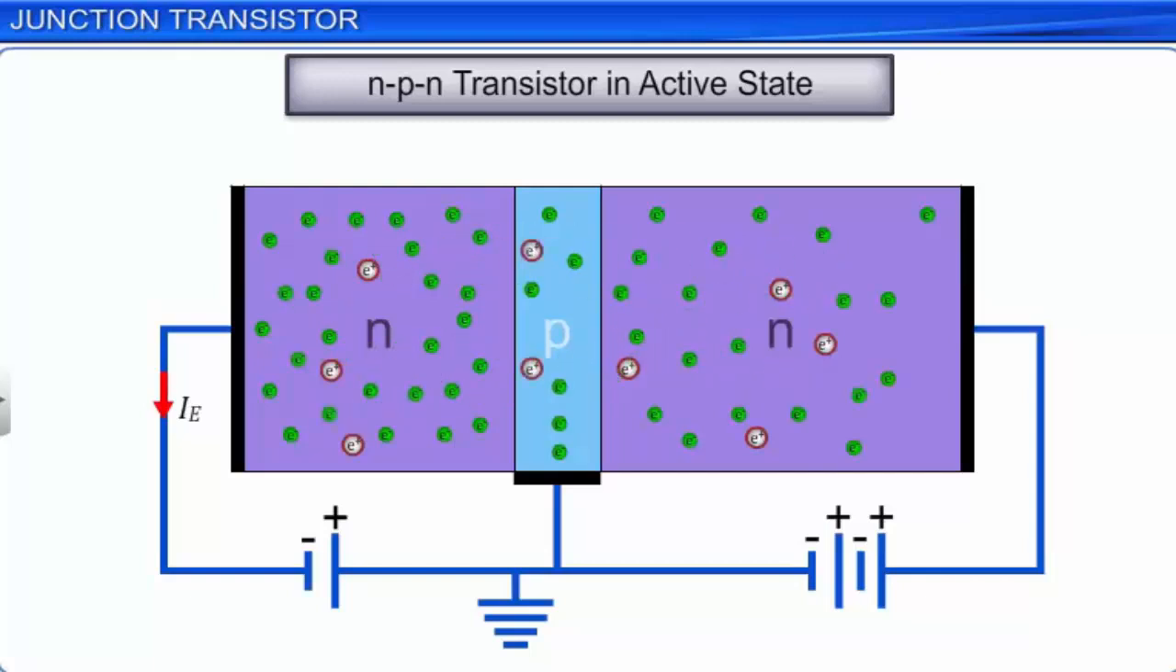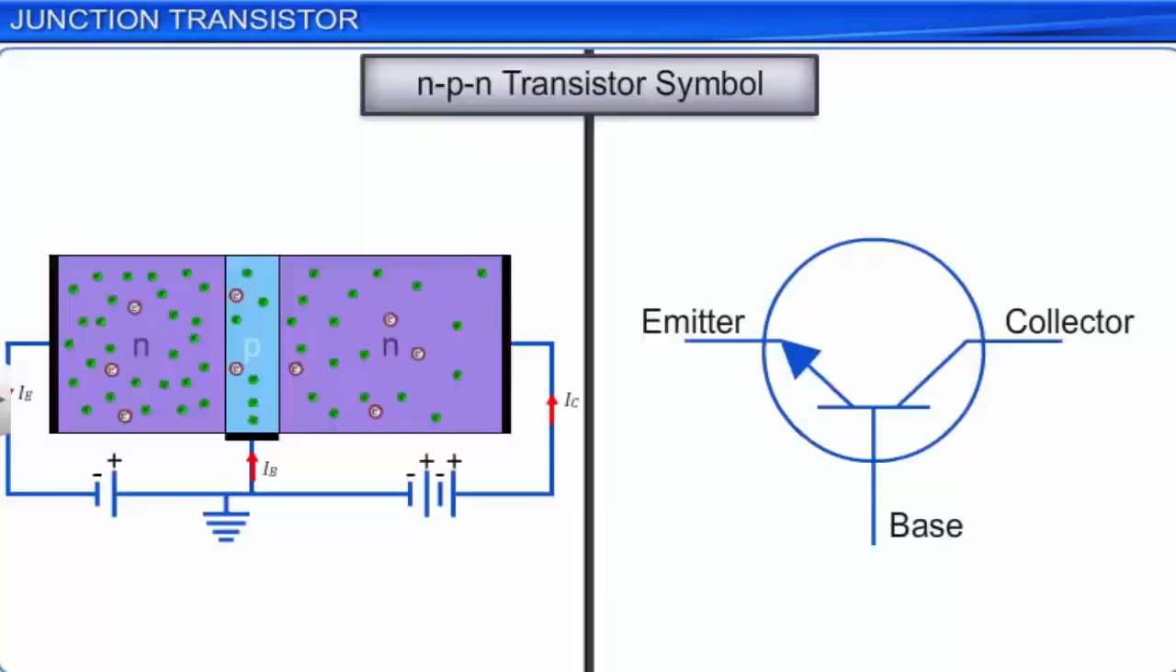An NPN transistor is represented by the symbol as shown. Note that the direction of the arrow indicates that in an NPN transistor, current is directed from the base to the emitter. As per Kirchhoff's law, in both PNP and NPN transistors, the emitter current is equal to the sum of the base current and collector current.